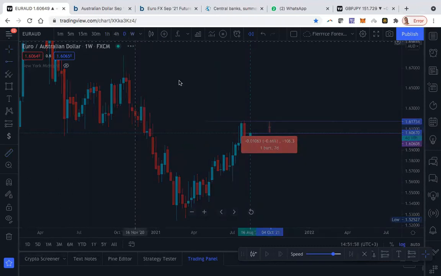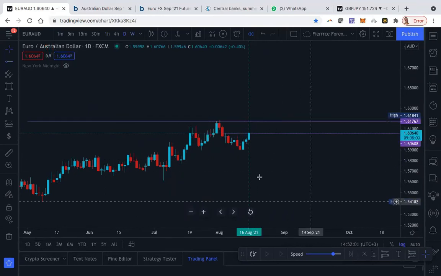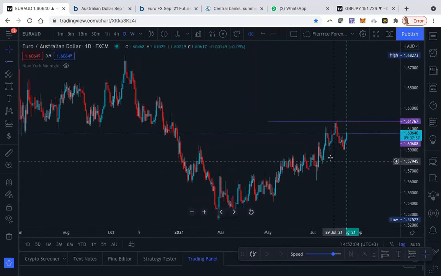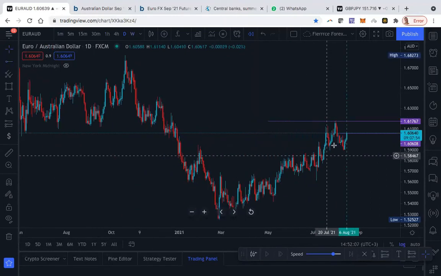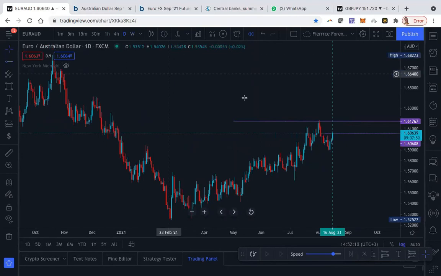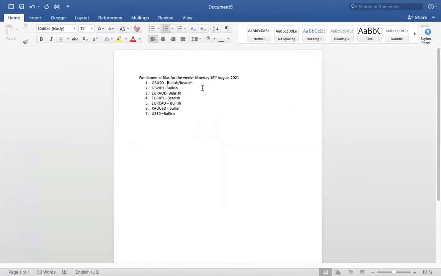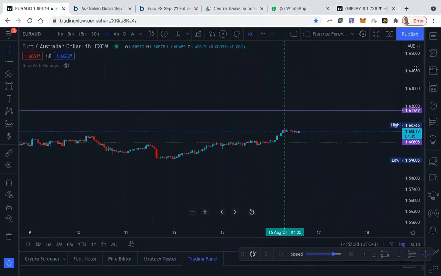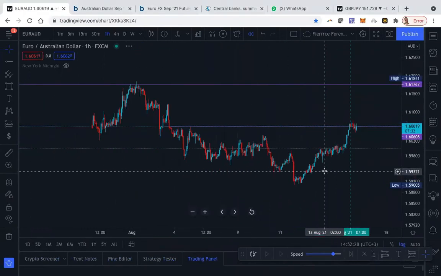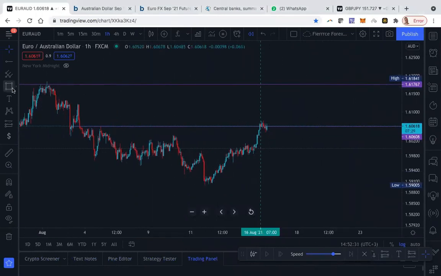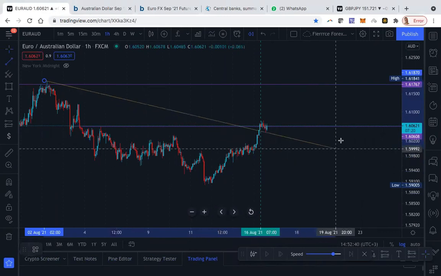I feel like we'll push up and then possibly reject that zone or break through. I'm biased. The market is kind of looking interesting, guys. So basically push up and then push lower. We can see that we've been on a downtrend on Euro AUD. Okay, we broke structure there.